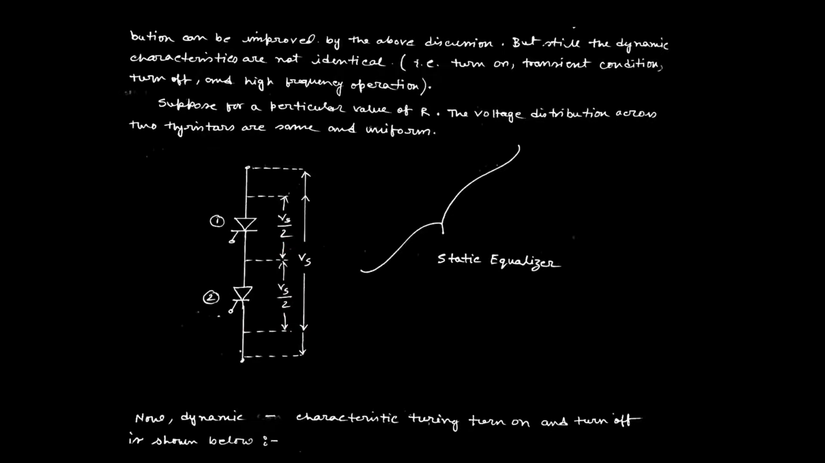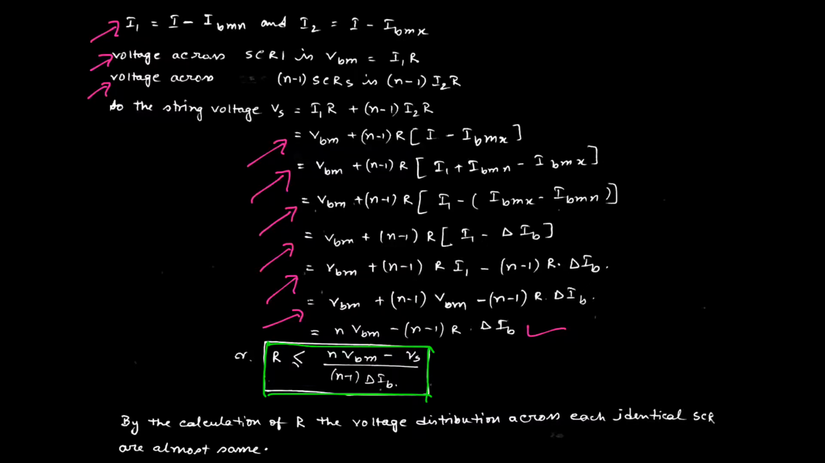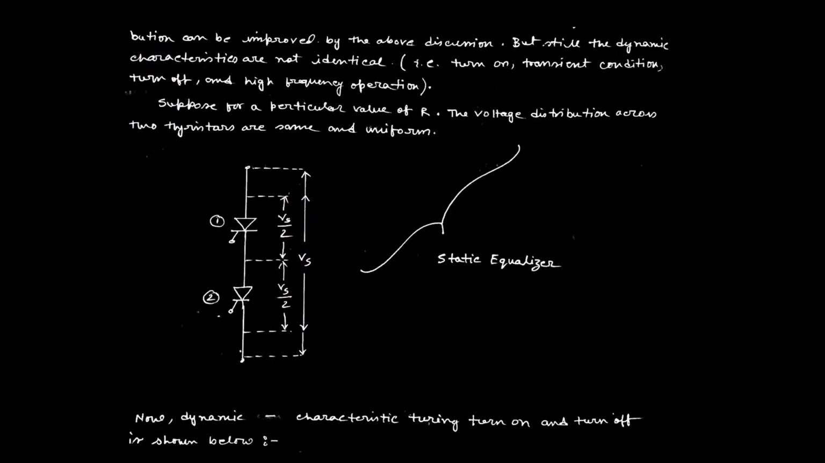So this particular design value of R, which I have calculated before, that is NVBM minus Vs divided by n minus 1 del IB. This is called, it was my mistake, this is called actually static resistance or static equalizer circuit. So through which we can distribute the total supply voltage equally across each SCR of the string. So this is all about the static equalizer or static equalizing circuit. Okay.